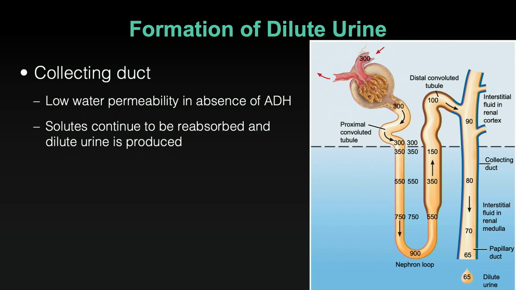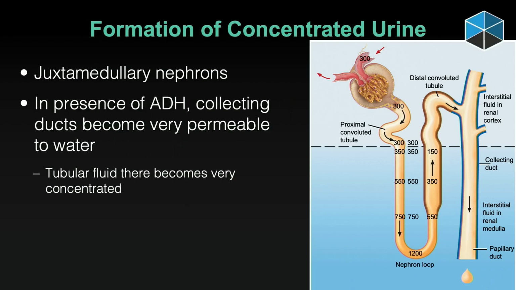But how then does this system alter or change when we don't want to produce dilute urine? How can the same series of events produce concentrated urine? Concentrated urine is mostly produced in those really long nephrons, juxtamedullary nephrons. And for all intents and purposes, I'm using the same schematic.